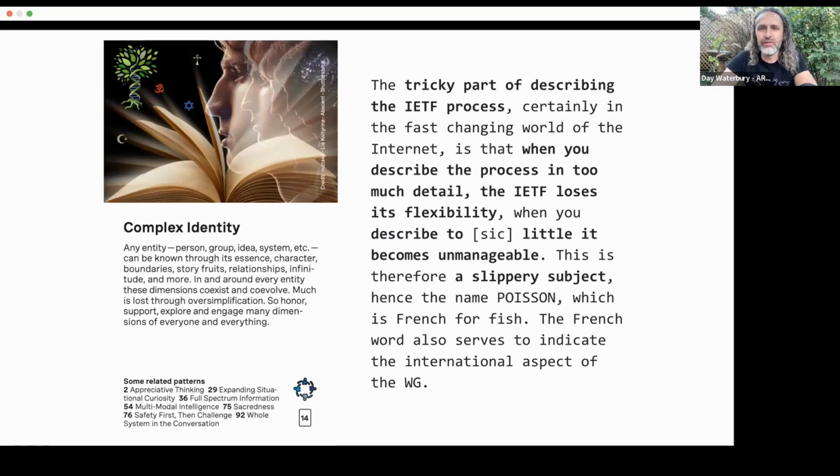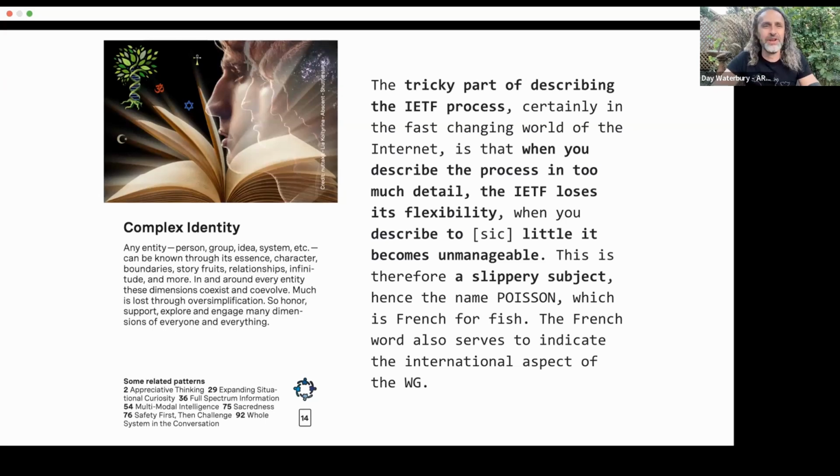The tricky part of describing the IETF process, certainly in the fast-changing world of the internet, is that when you describe the process in too much detail, the IETF loses its flexibility. When you describe it in too little, it becomes unmanageable. This is therefore a slippery subject, hence the name poisson, which is French for fish. The French word also serves to indicate the international aspect of the WG.